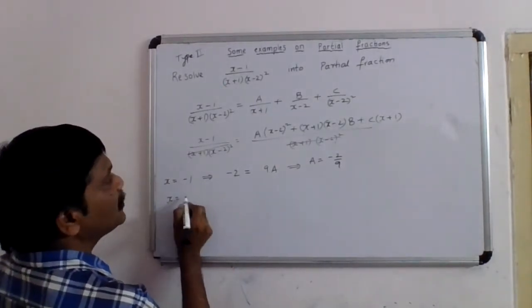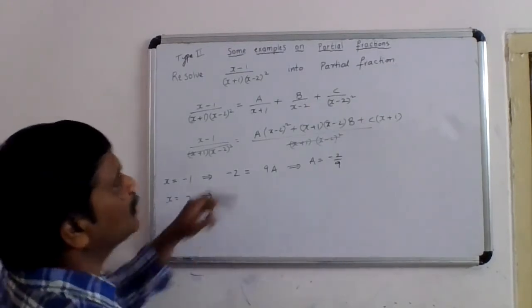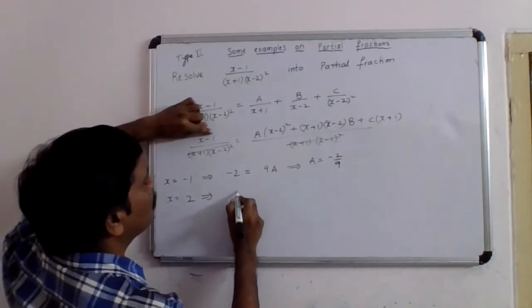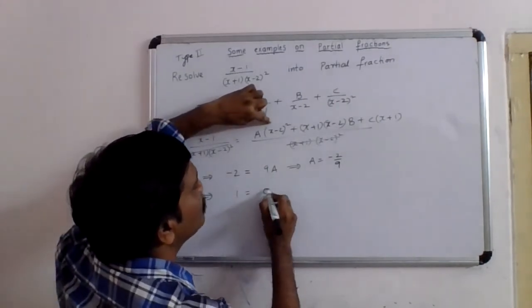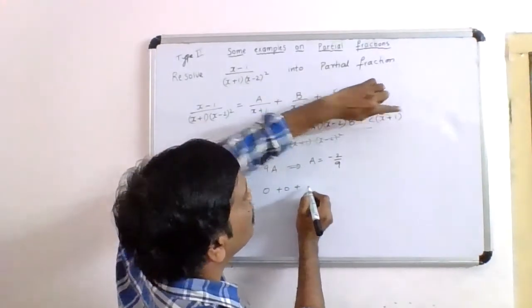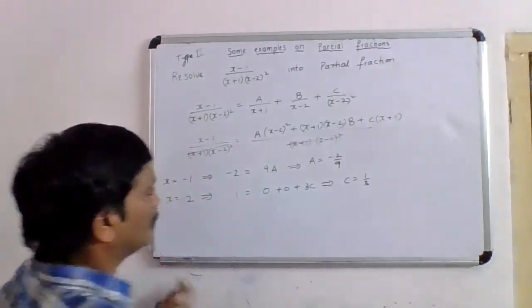Now this time put x is equal to 2 because x minus 2 is a factor. If I put x is equal to 2, 2 minus 1 is 1. This becomes 0. This also becomes 0. And this side 2 plus 1 is 3. So c value is 1 by 3.